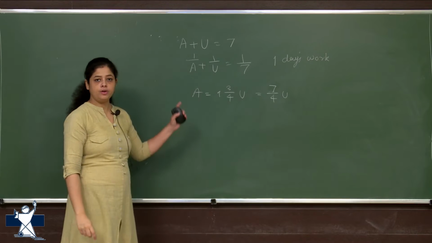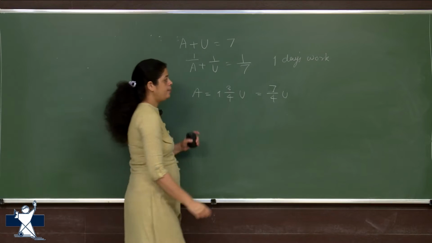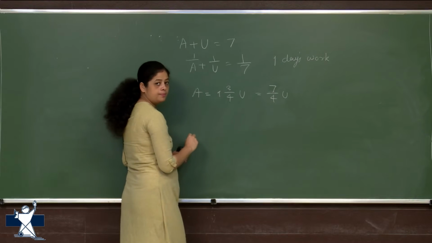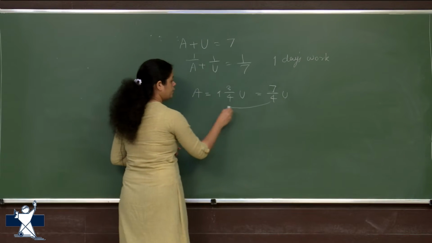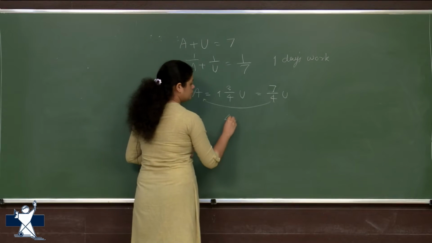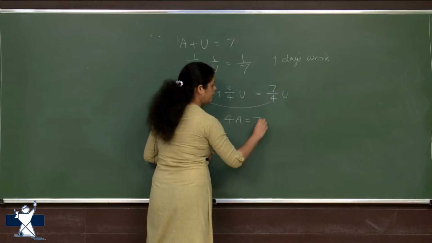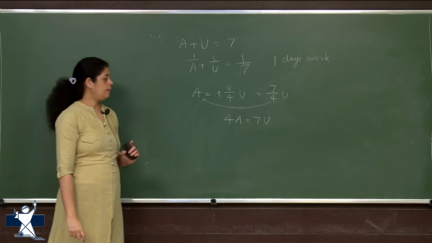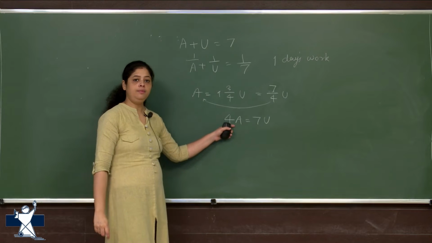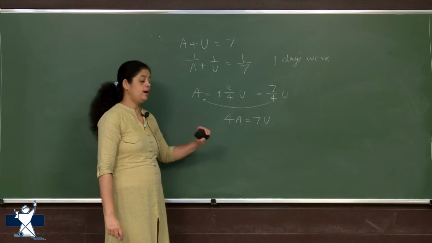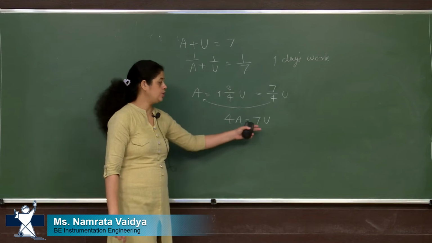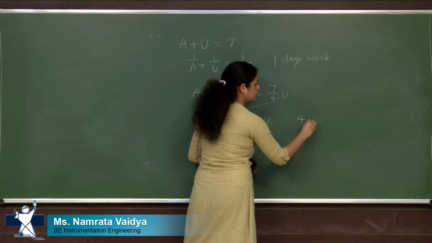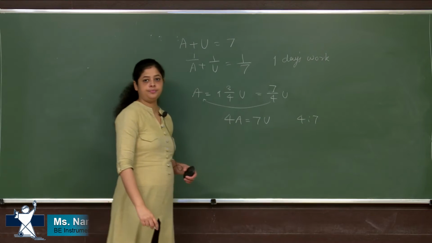Okay, so we got this. Now whenever you get a fraction like this, what you do is take the denominator and bring it here. So 4 times Asha is equivalent to 7 times Usha. Right, meaning if Asha takes 4 days to do a work, then Usha will take 7. So that means their efficiency ratio is 4:7.